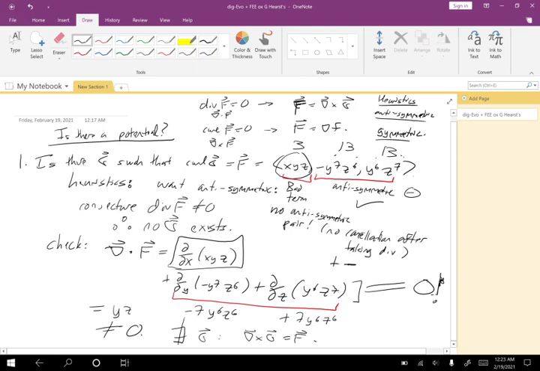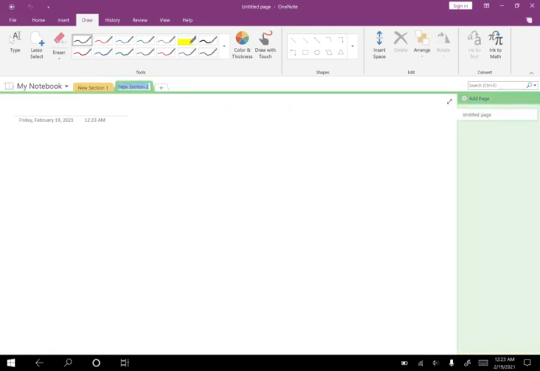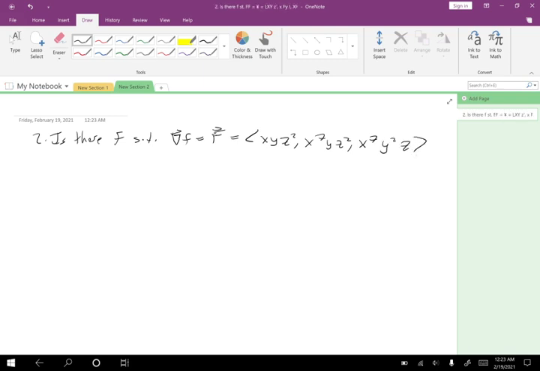So let's do another example where now we're instead looking for a gradient. Is there an f such that the gradient of f is our vector field of the form x, y, z squared, x to the 7th, y, z squared, x to the 7th, y squared, z? Hopefully my z's do not look like 2's.